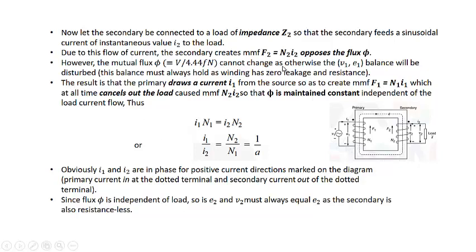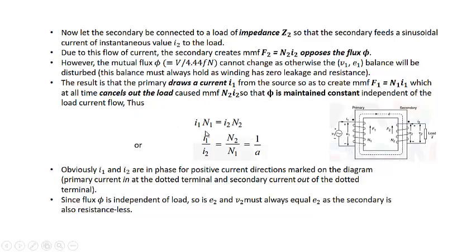However, the mutual flux cannot change, as I have told you. Otherwise, V1 and E1 balance will be disturbed, because for the time which we have assumed for the open circuit secondary, this V1 and E1 will be same, because there is no winding resistance. Now, because of the increase in the secondary current, flux reduces, E1 decreases, V1 and E1 will be disturbed, and there will be more current. The result is the primary draws the current I1 from the source, so as to create MMF F1 equal to N1 I1, which at all times cancels out the load-caused MMF N2 I2, and the flux phi is maintained constant independent of load.